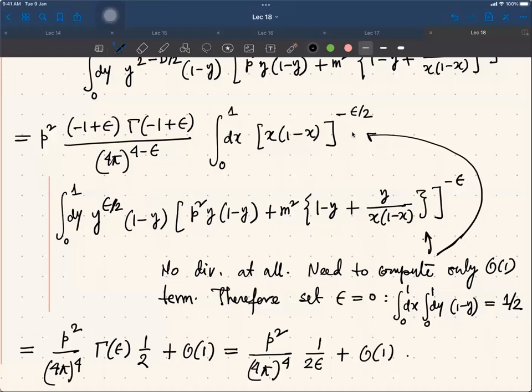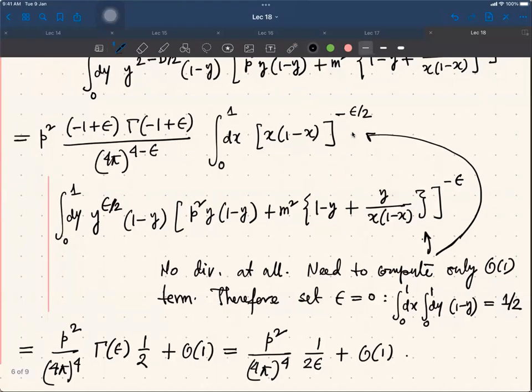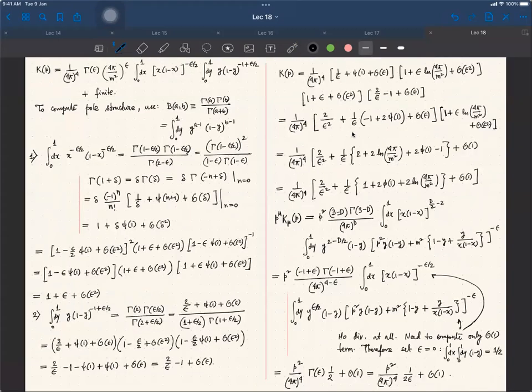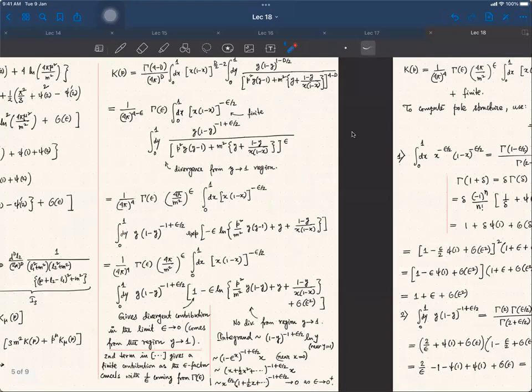Okay, so that's the result for the sunset. This is the result for Kp, and this is the result for P mu K mu. Okay, so I have done 2 slides. I'll just flash it.